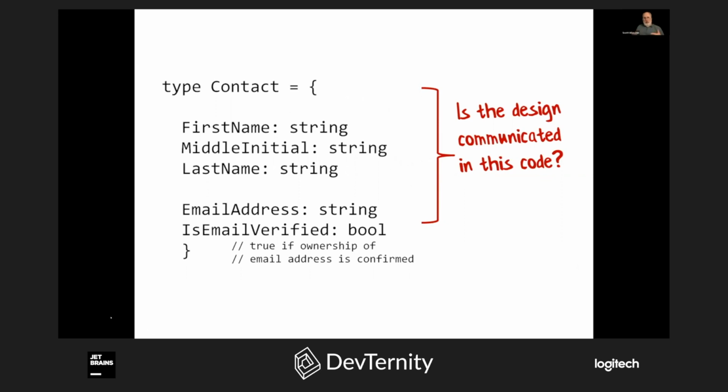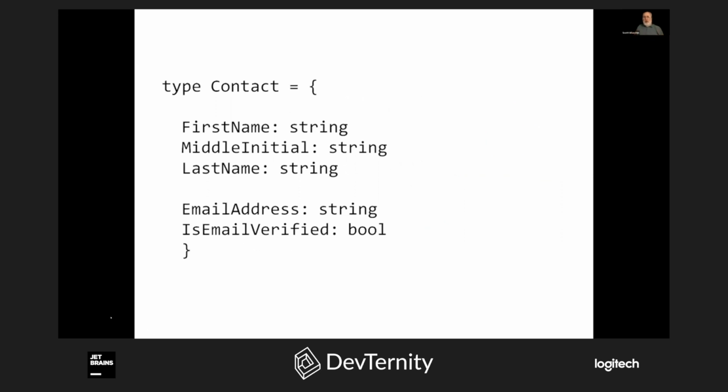Is the design communicated in this code? There are a lot of issues. The first thing I want to say is, is everything required or is something optional? That's not documented here. Maybe the middle initial should be optional. This is a very American style name, but okay. In America, people have middle initials, and in other places they don't. You could say, well, I'll just make the string blank or null, but that doesn't really document that this is optional and the others are required.